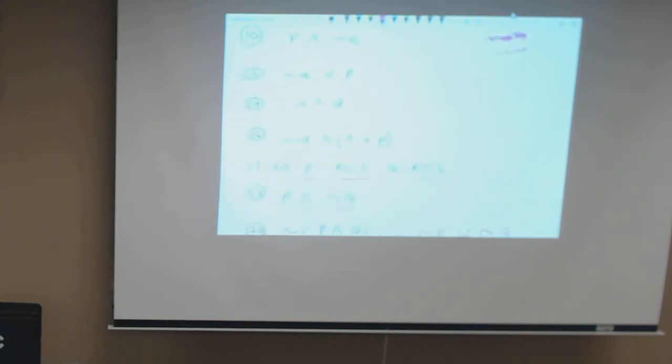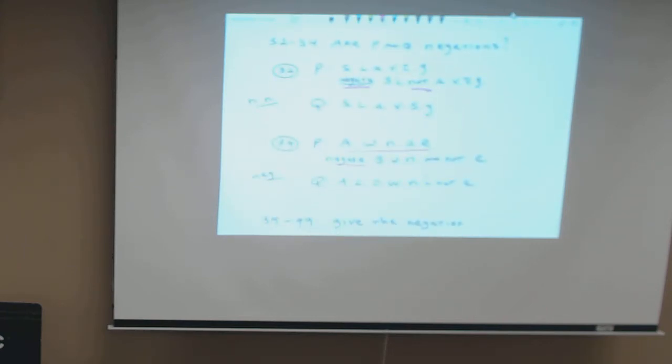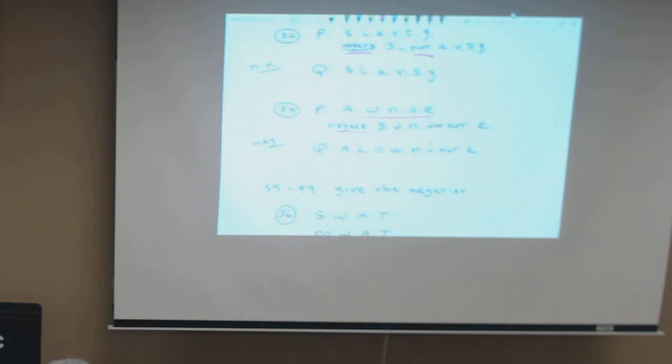So what do I say here? Which one am I doing? 34. All whole numbers are even. Some whole numbers are not even. That would negate it, right? Now, let's see what 34Q says. At least one whole number is not even.